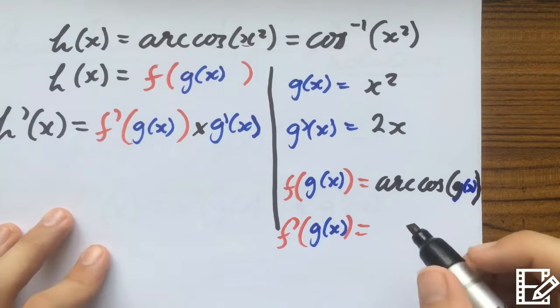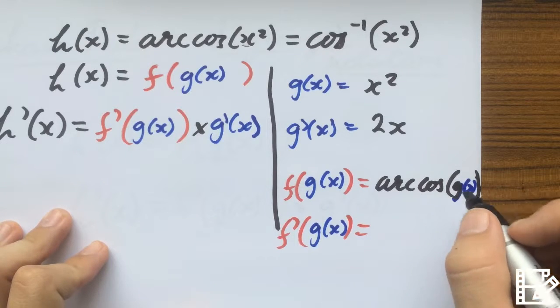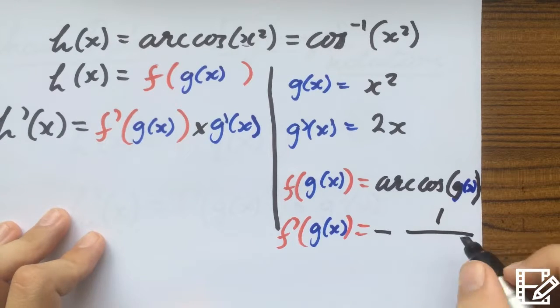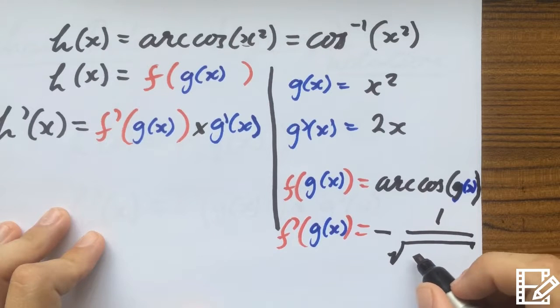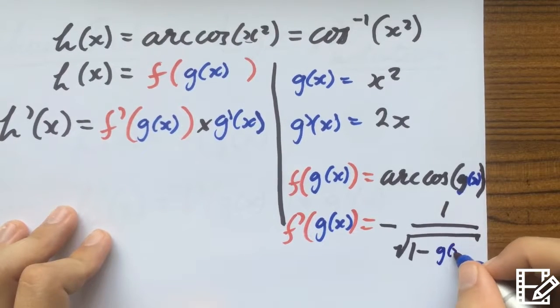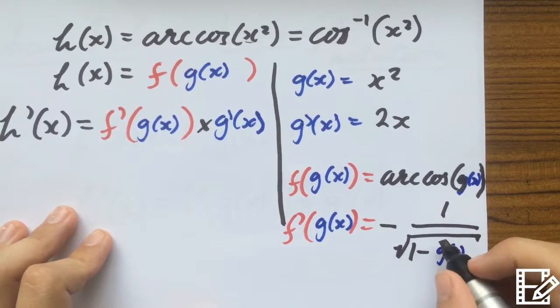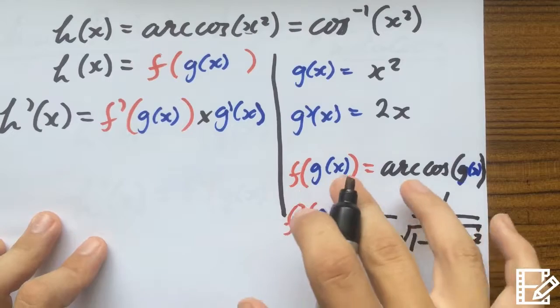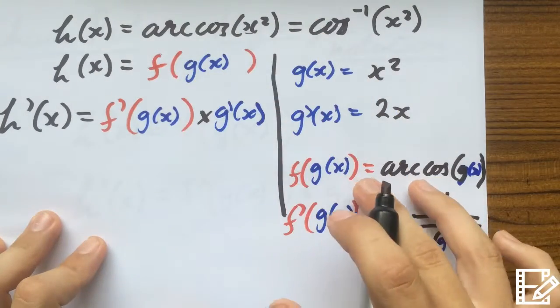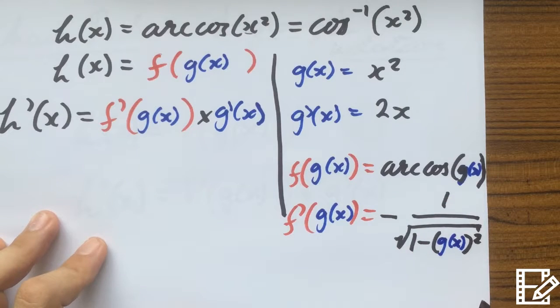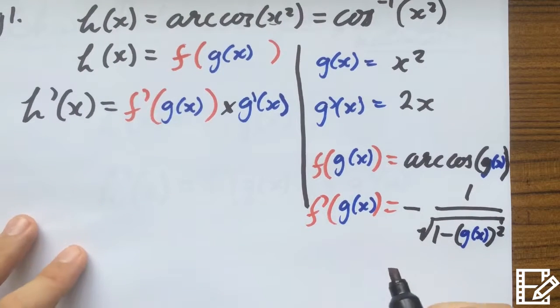Now the derivative of arccos of g(x) is -1 over the square root of 1 minus g(x) squared. That's the derivative of arccos, or the inverse of cosine: -1 over the square root of 1 minus the variable squared. In this case, the variable is g(x), so we substituted g(x).